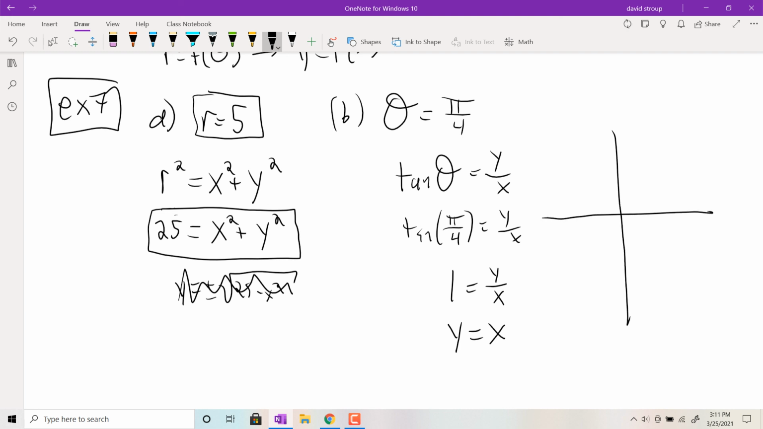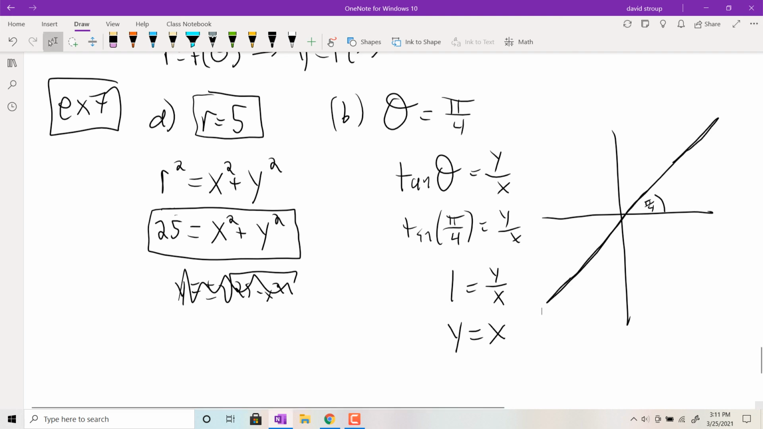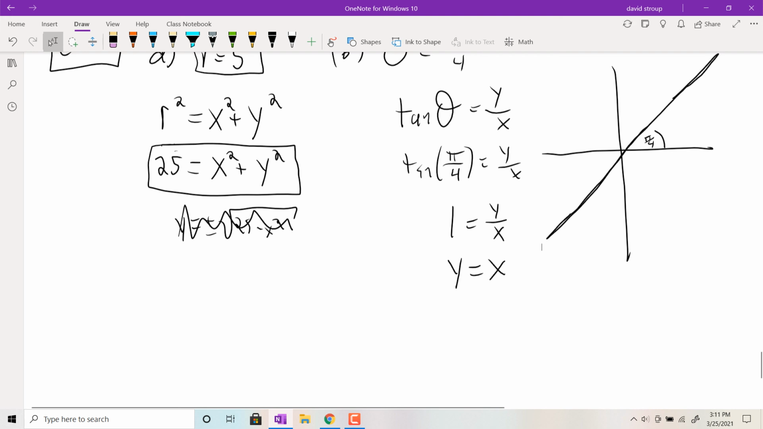Okay, so what's really happening is you're rotating over to this angle pi over 4, and you're letting the r value vary over the real numbers. And what happens is you end up graphing out the line y equals x, right? The diagonal through the origin. Okay, so that's kind of neat. What else?